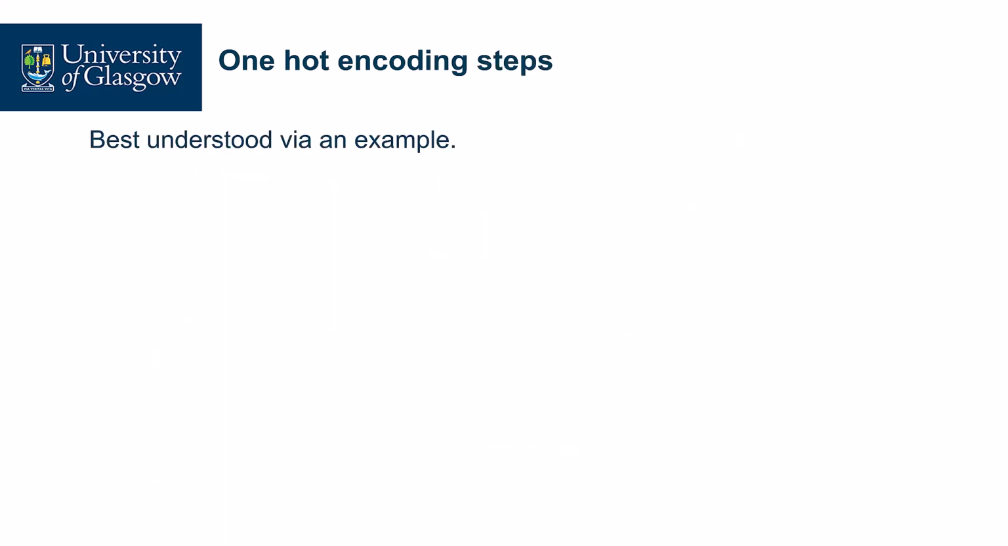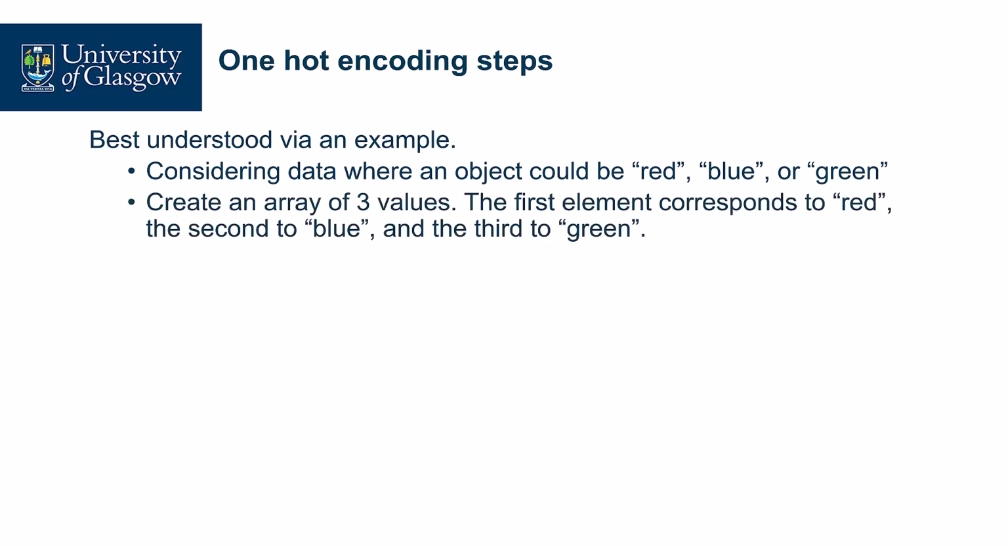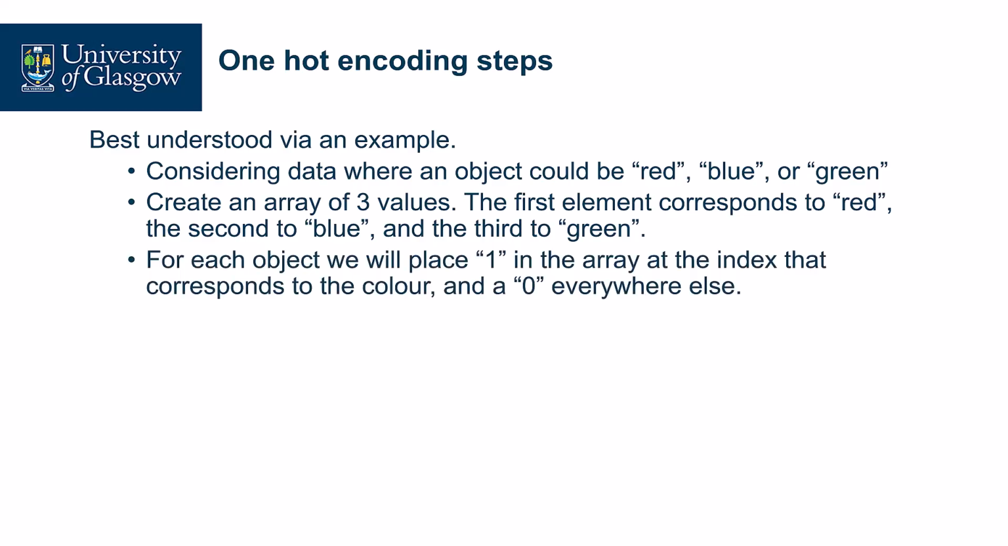So we can see this one. Now I have an object with 3 categories, red, blue, green. Let's do the first step. We create an array of 3 values. The first item refers to red, the second refers to blue, the third refers to green. Then we look at each object. If it's red, then we place 1 in the red place, and the others are 0. Vice versa for the others.